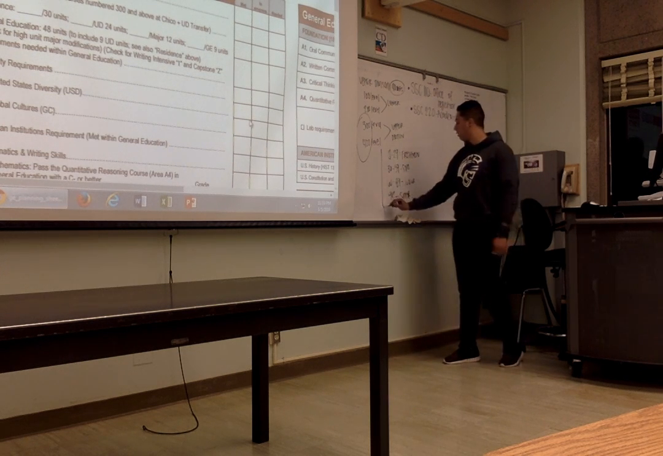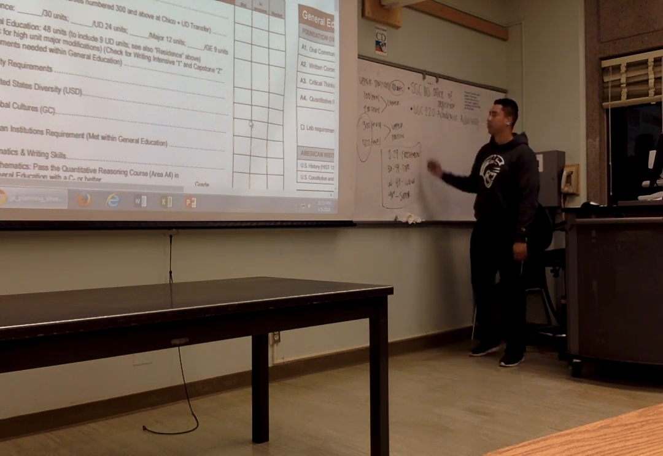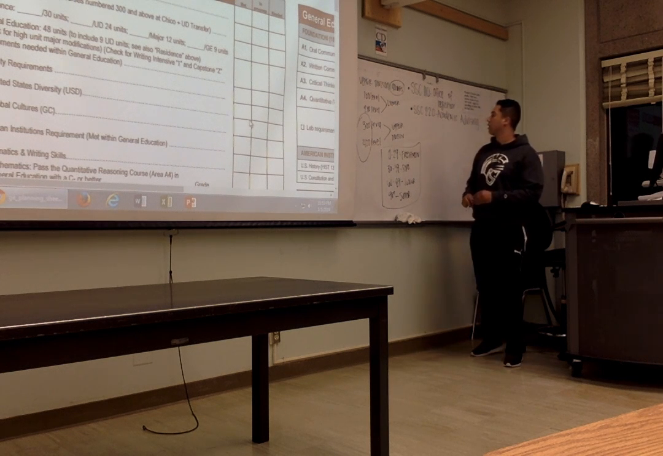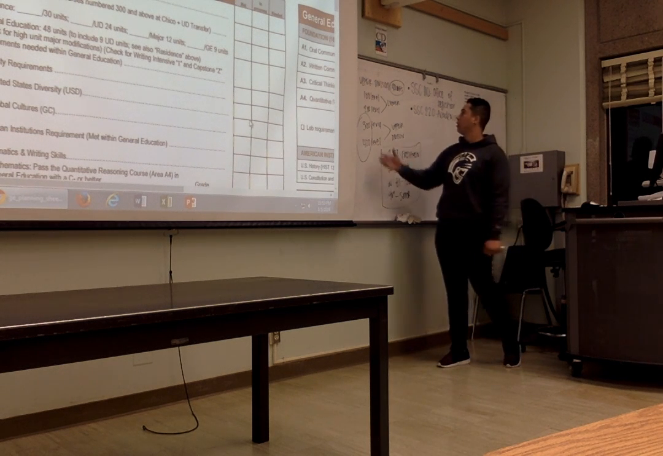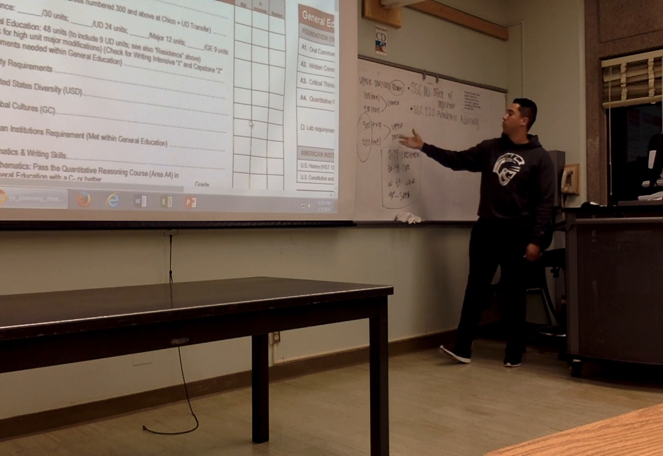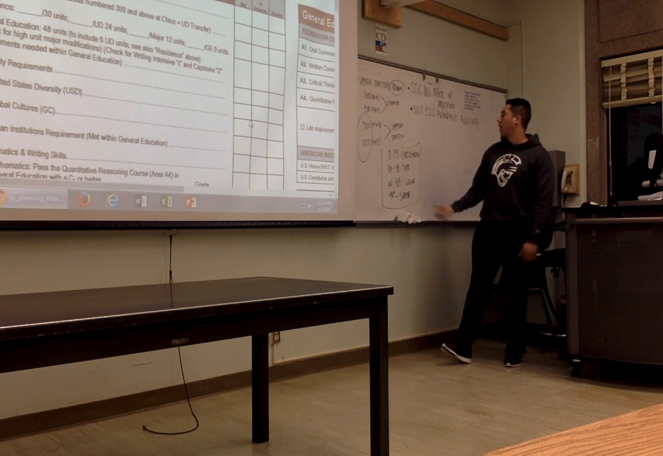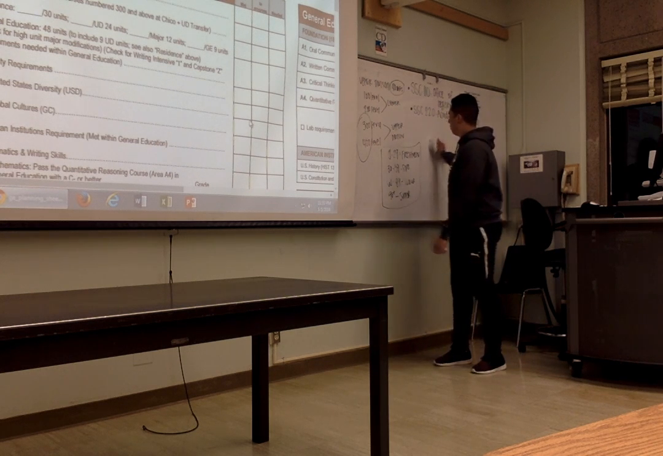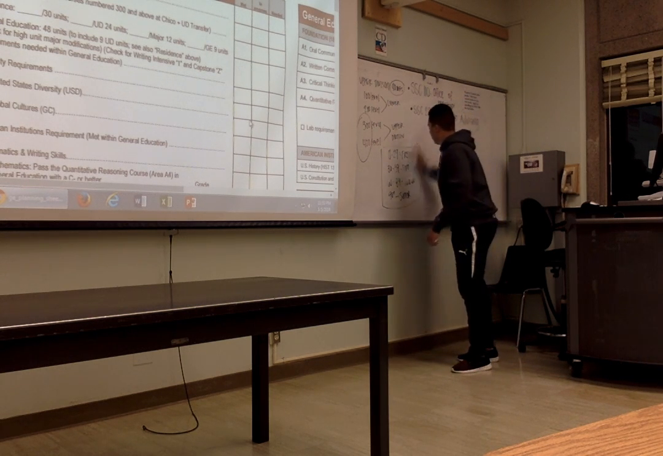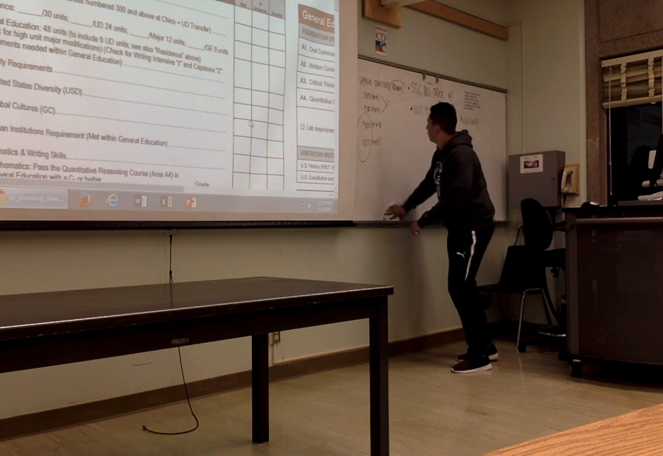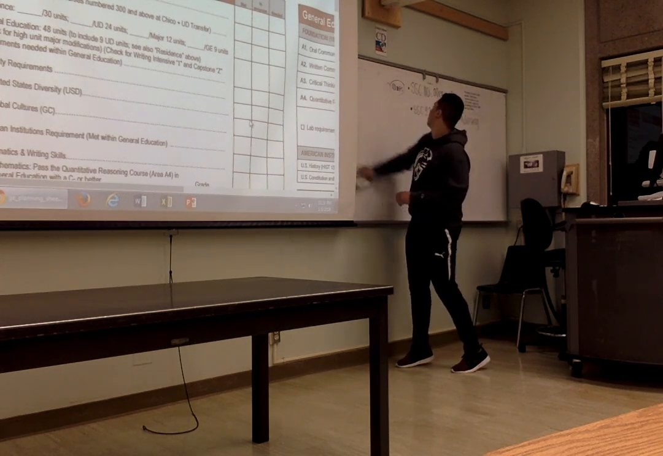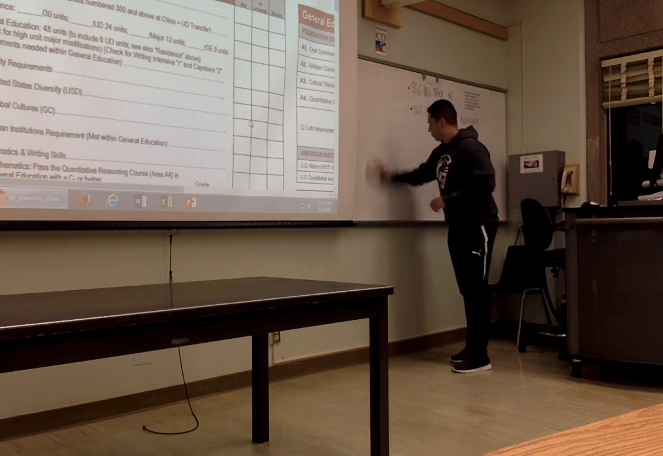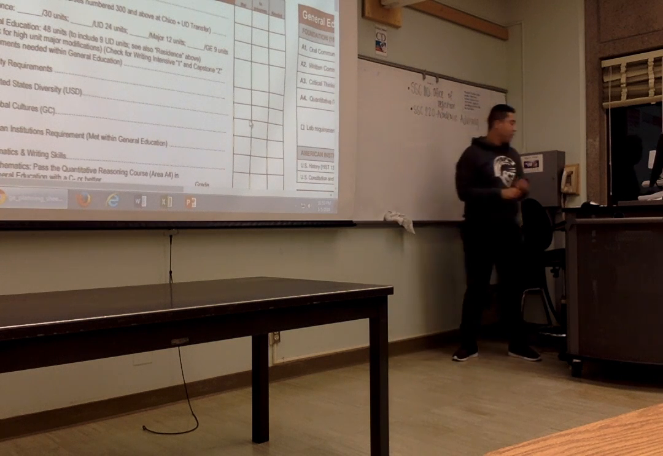So this is a breakdown of classes that we have here at Chico State. And like I said again, we suggest you don't start taking upper division until you've completed at least 45 of your units. Perfect.